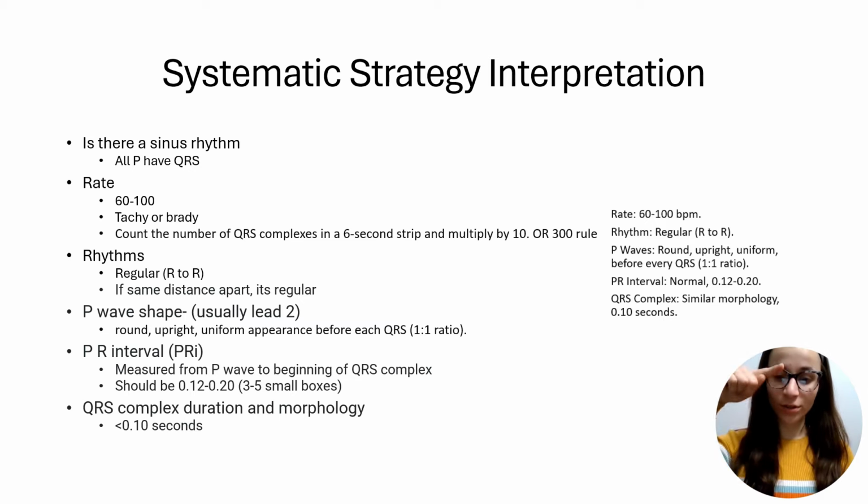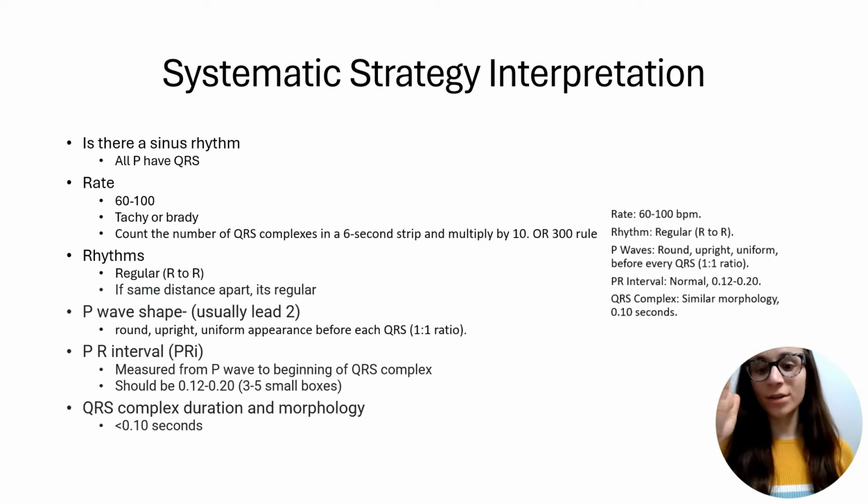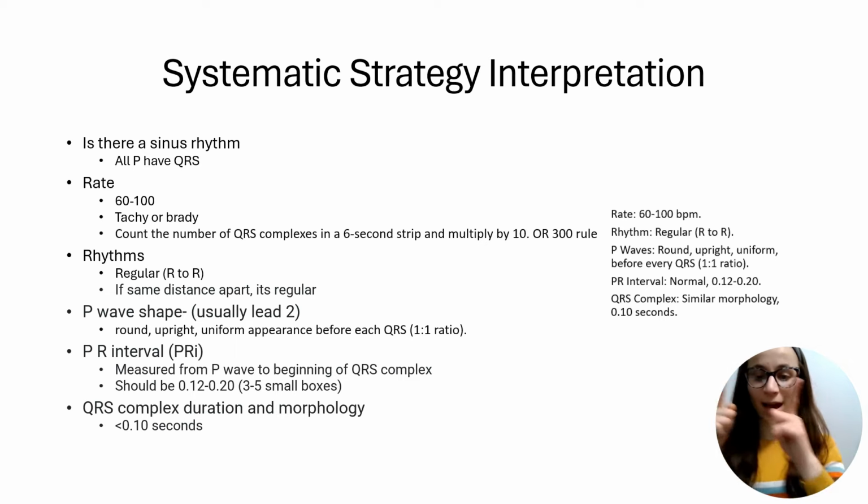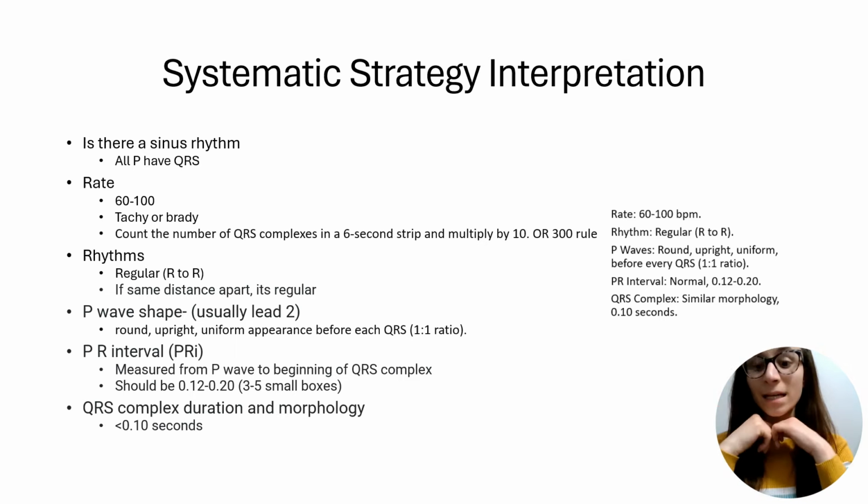So remember, the Q, R, S, the R is that big spike, and you can measure from one R to the next to see if it's regular. When you're starting out, you could take a piece of paper and make a line by one R, make a line by the next R, see the distance, and then copy that to each of the R's, and then see if it's equally distanced. If it's equally distanced, it's considered regular. If it's not equally distanced, it's irregular.